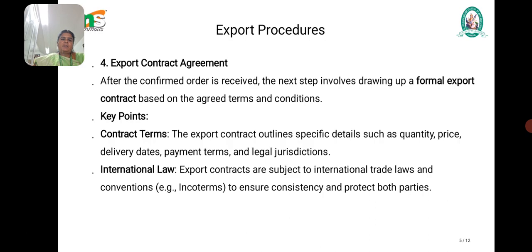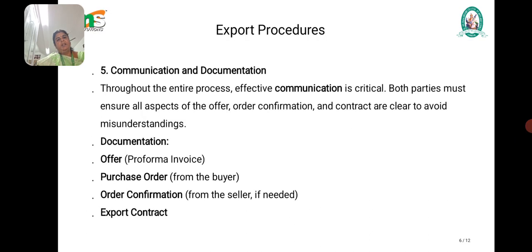International law. Export contracts are subject to international trade laws and conventions, to ensure consistency and protect both parties. Communication and documentation. Throughout the entire process, effective communication is critical. Both parties must ensure all aspects of the offer, order confirmation, and contract are clear to avoid misunderstanding. Documentation: offer, that is pro forma invoice, purchase order from the buyer, order confirmation from the seller if needed, export contract.